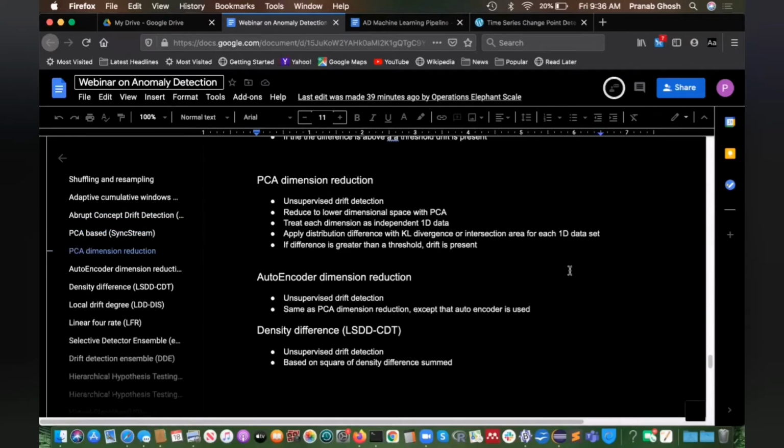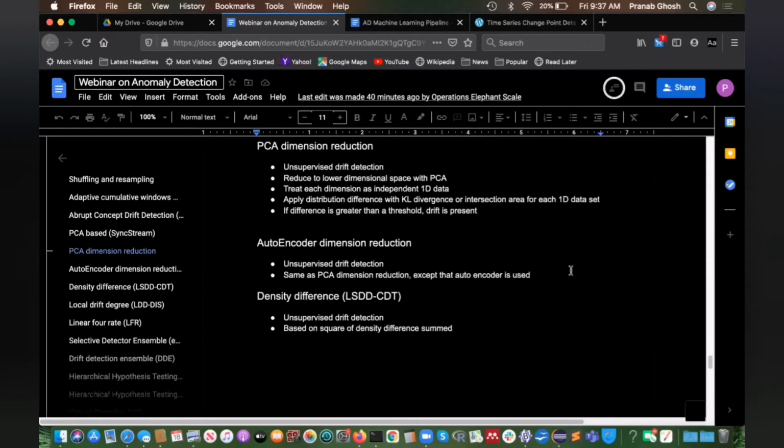This is also based on PCA, but the approach is slightly different. So you reduce your data to lower dimensional space. And then once you have done that, you can treat each dimension as independent, one-dimensional data. And then you can apply any concept drift detection for one-dimensional data. And then you have to repeat that for all the dimensions. So if you find concept drift in one or more dimensions, that means you have overall concept drift.